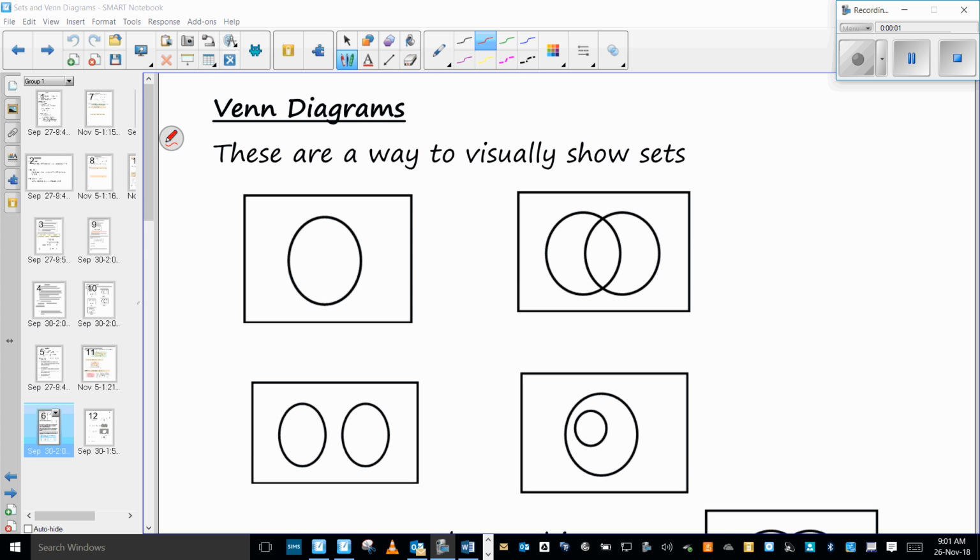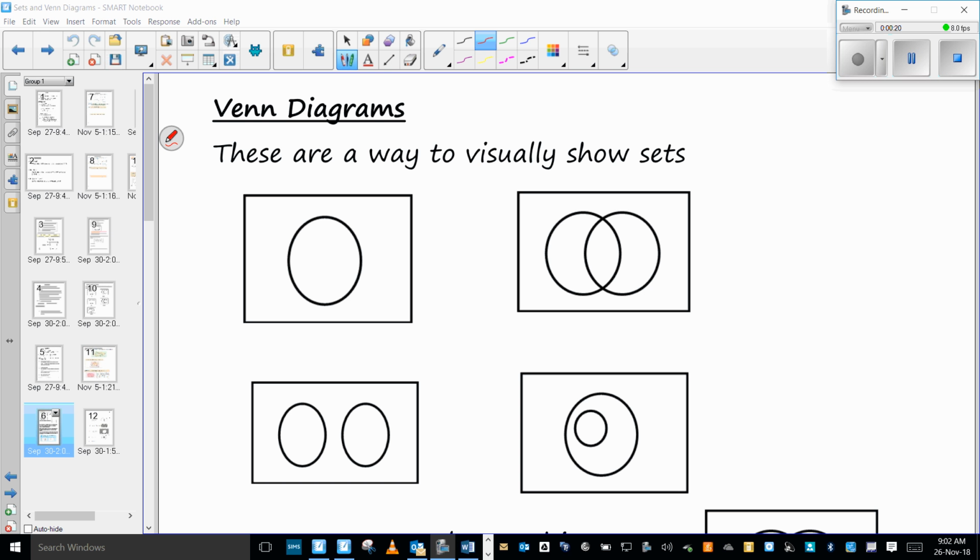Venn diagrams are a way to visually show sets. You will notice that they are drawn in a rectangular box. This would just indicate that there's just one set. This would be you've got two sets, but there is some overlap.